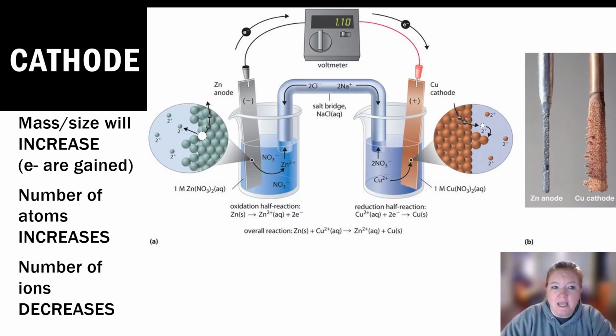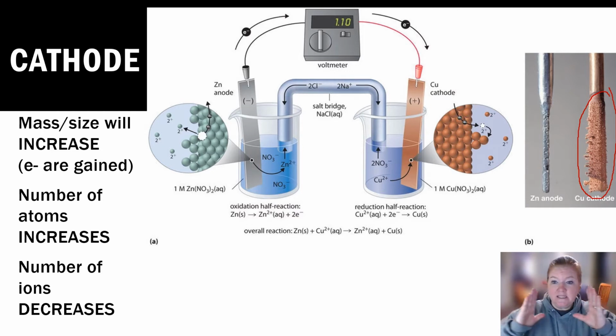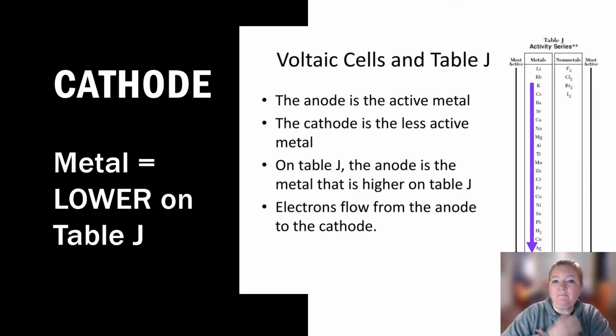Now, since the cathode is gaining electrons, so here's our Cu cathode, it is getting bigger. If it's getting bigger, the number of atoms increases because the atoms are on the piece of the metal. And the number of ions will be decreasing. So they're coming out of the solution as ions and becoming atoms, and then the piece gets bigger. On table J, the cathode metal will be lower on table J.